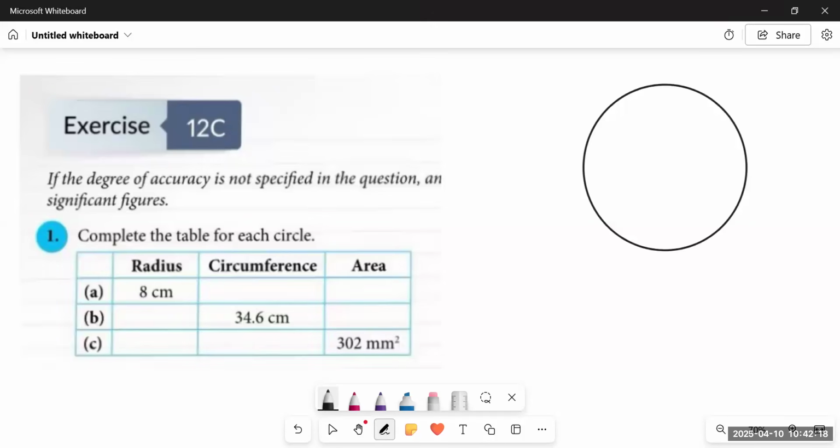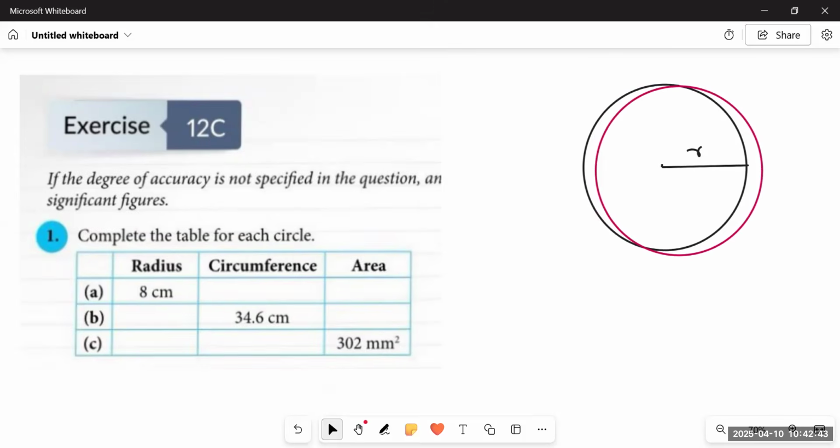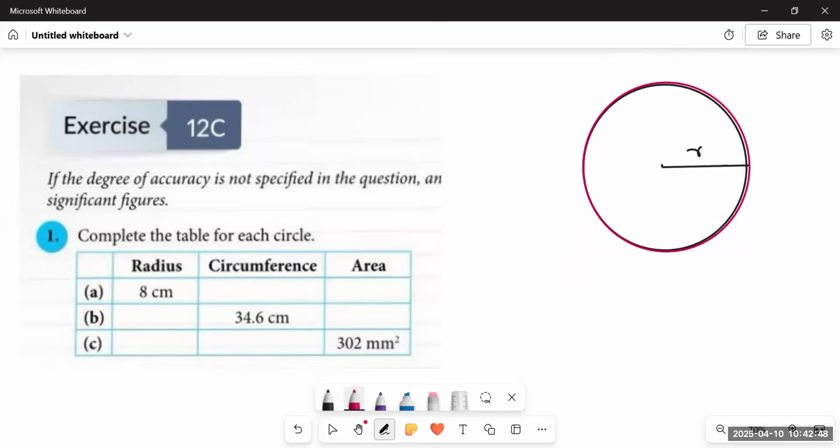We have to keep in mind that there is a center, and if we draw a line from this center to the edge, to the outer part of the circle, this is called the radius of the circle. And the relation between the radius and the circumference, which is the outer side of this circle, what is that connection? The connection between the circumference and the radius is 2 pi r.